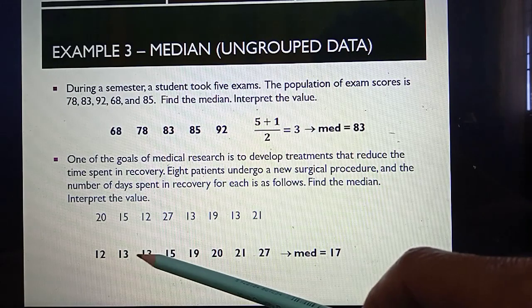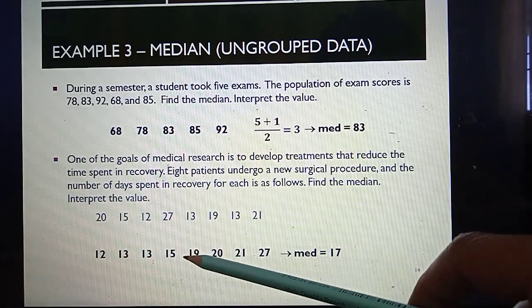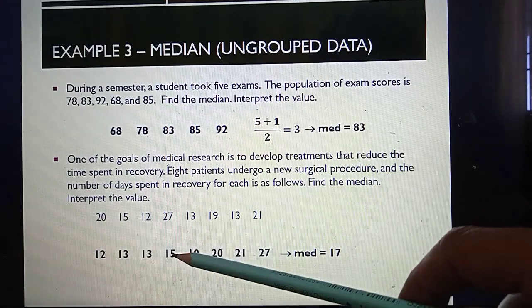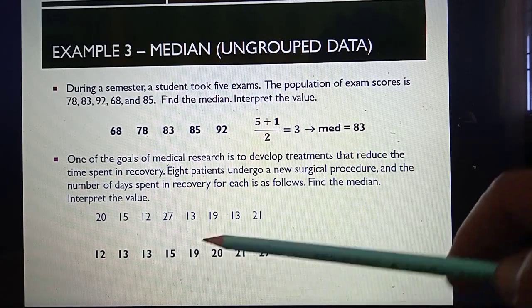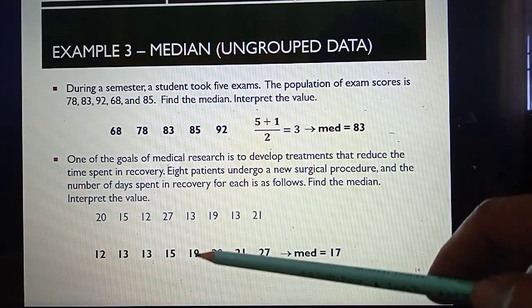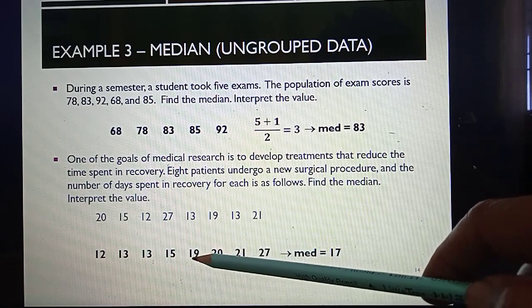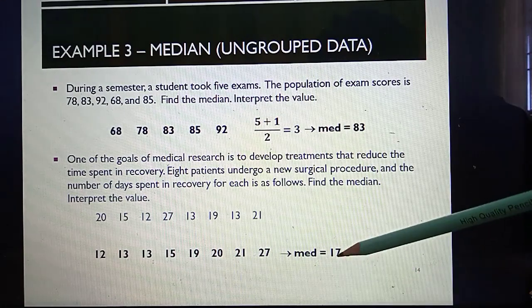So 4.5 means 1, 2, 3, 4. Data number 4.5 is in between here. So we take 15 and 19. This is an even number of data, so we have 2 values for the median. So 15 plus 19 divided by 2. That will be the median. So the answer here is 17.